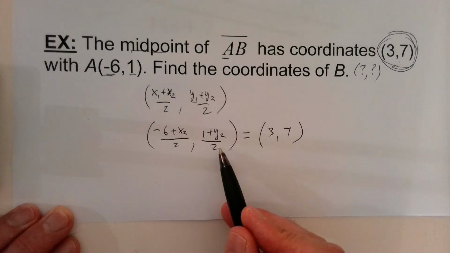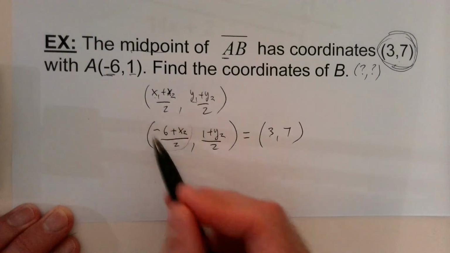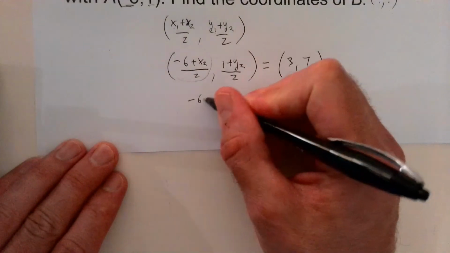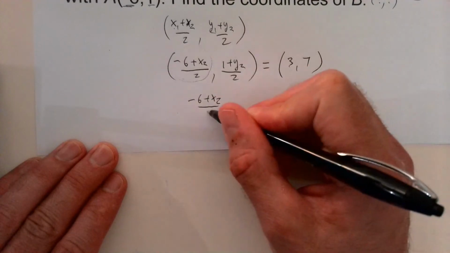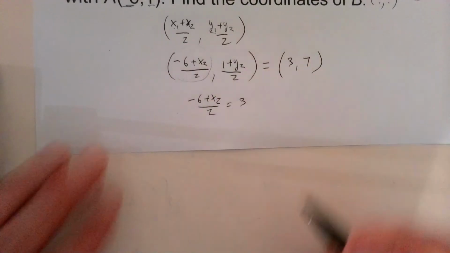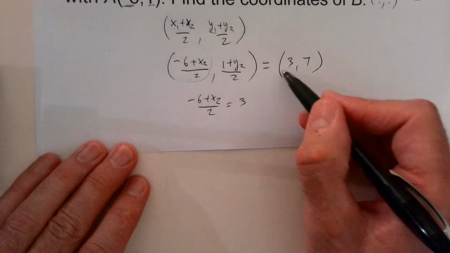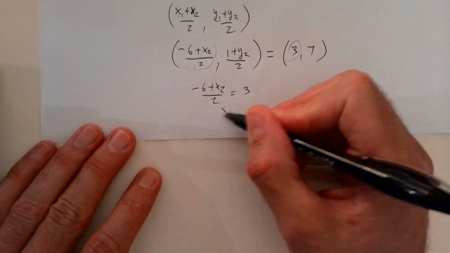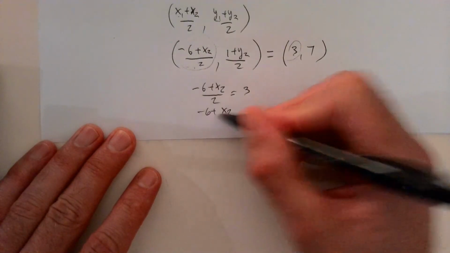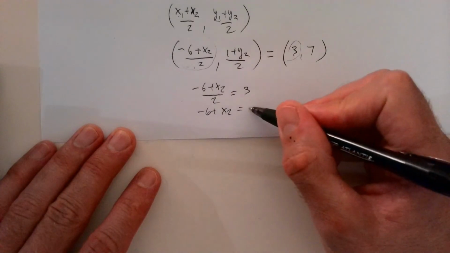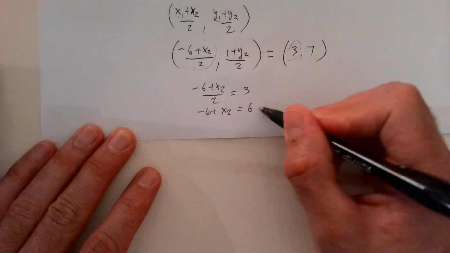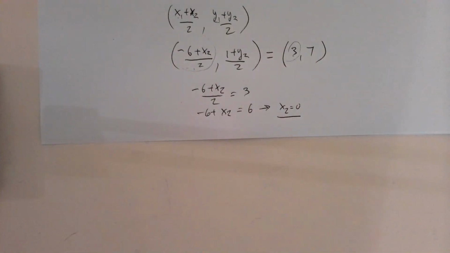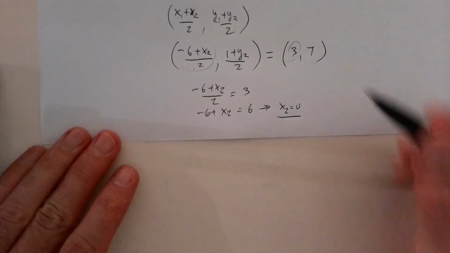So these 2 points are supposed to be identical. If that's true, this x value has to be the same as this one. So we can set up the linear equation. That's why we did that review at the beginning of our class. We'll make that equal a 3 because this x equals this x. You can solve that by multiplying by 2. And you get negative 6 added to x2 equals 6. Add 6 on both sides. Okay, we got a 0. Nothing wrong with that. That just means that we're on the y-axis somewhere.